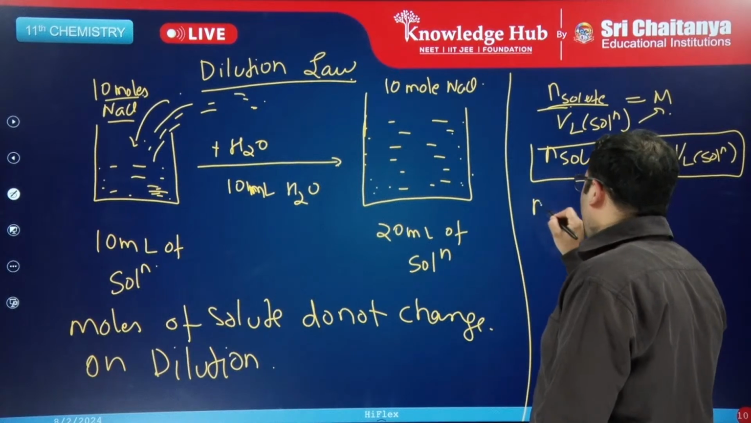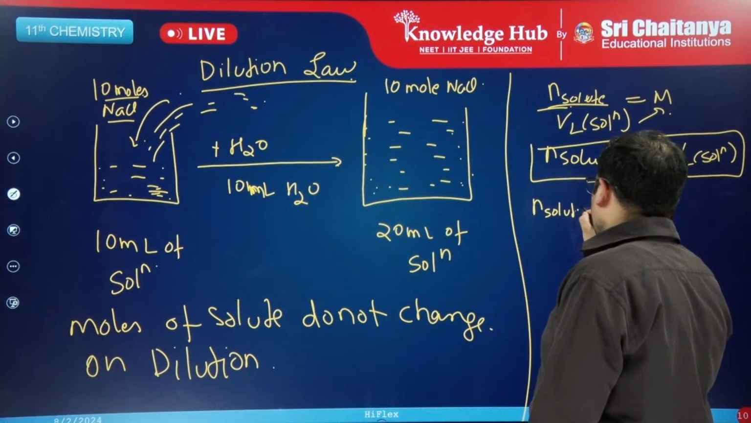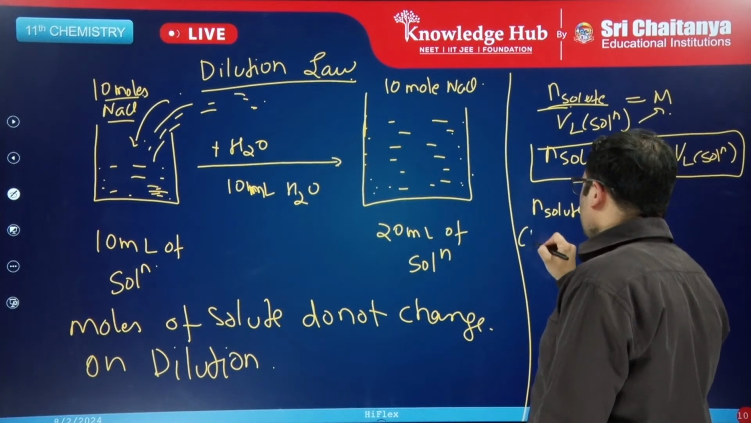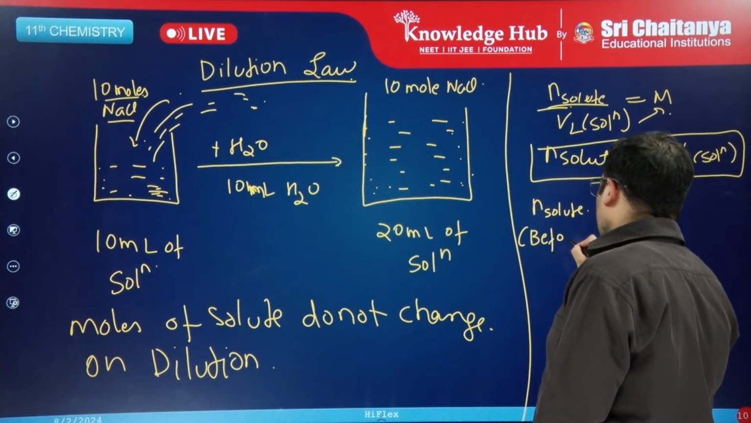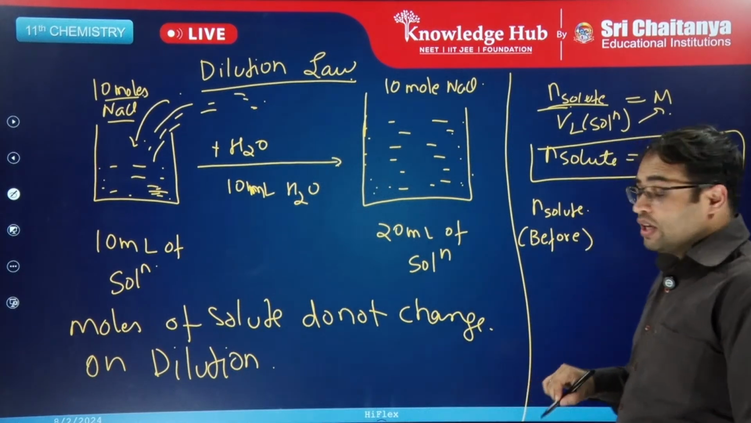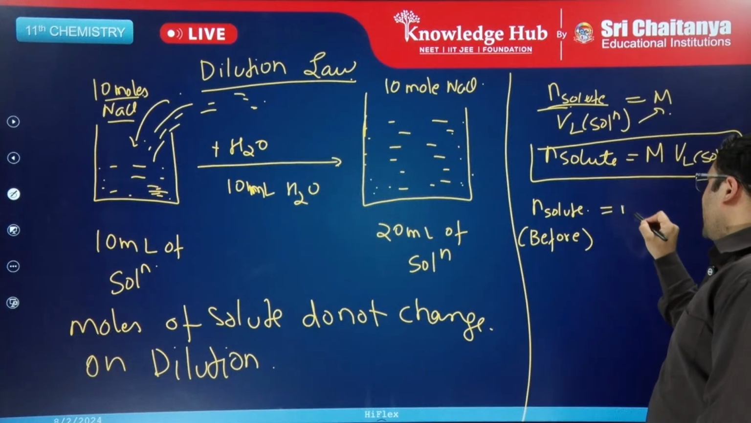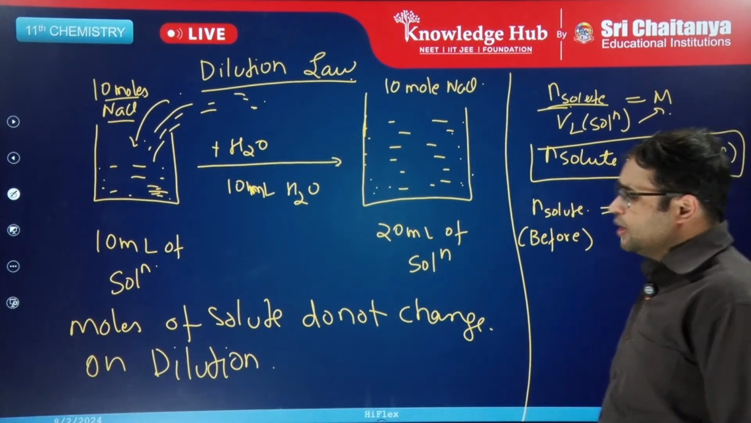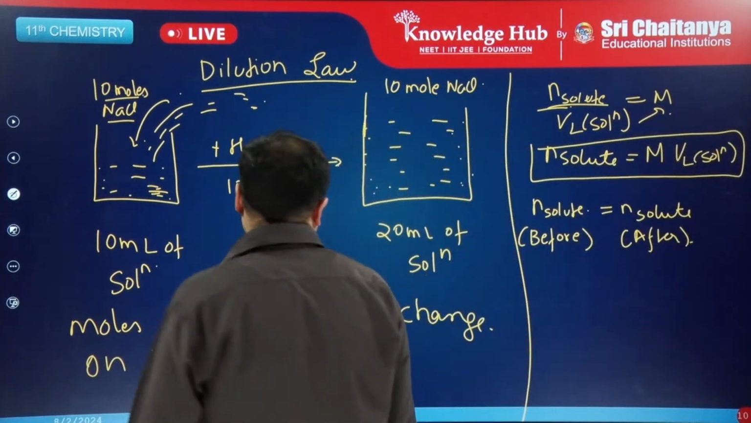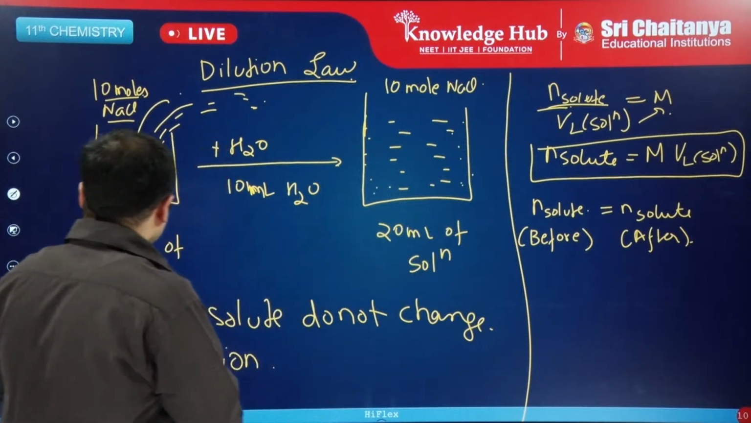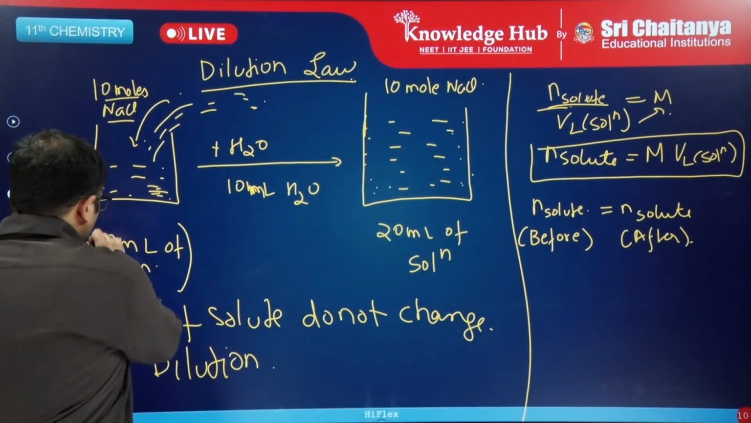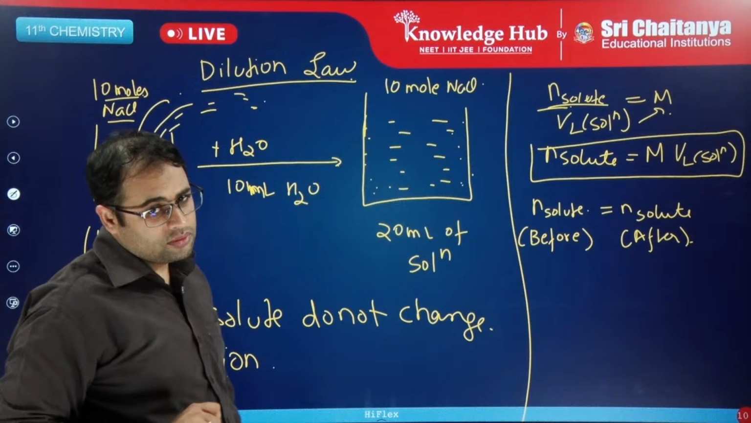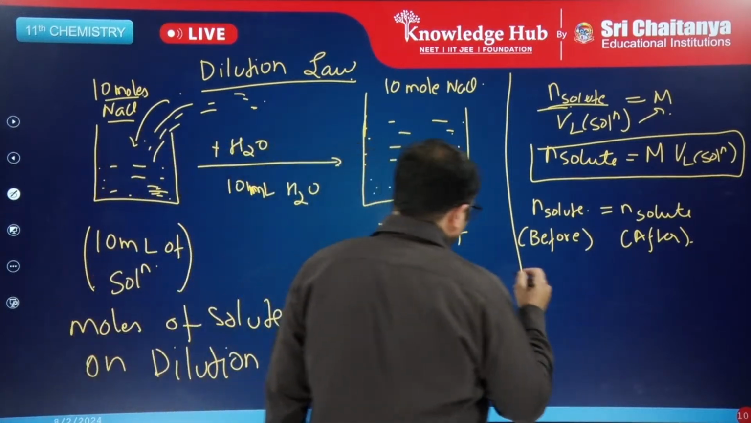So I can say that n of solute before dilution will be equal to n of solute after dilution, correct? So before dilution, the volume is 10 ml, correct? So how will you write?